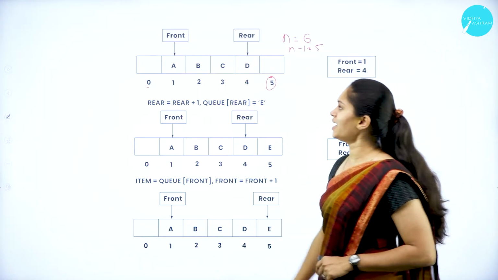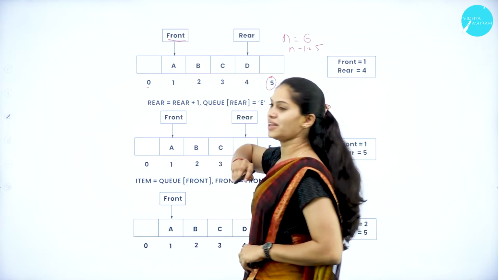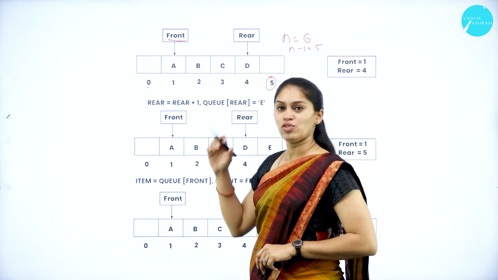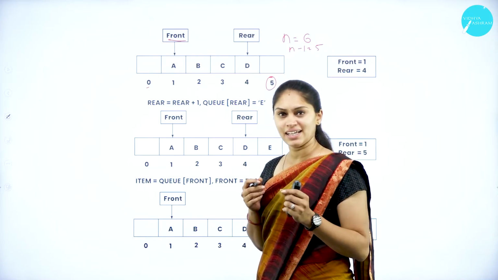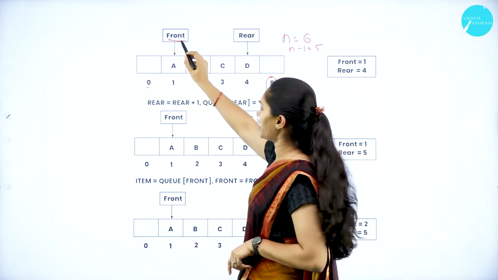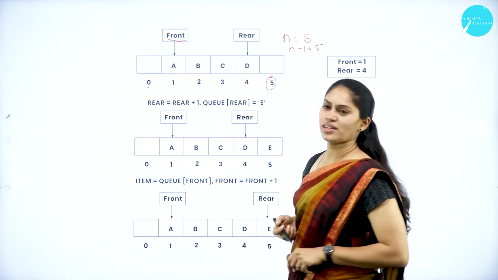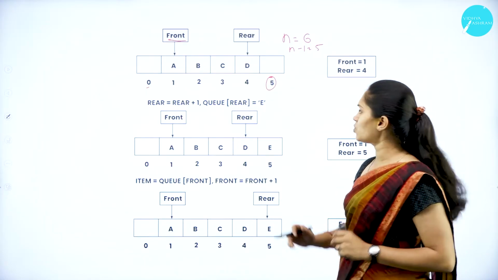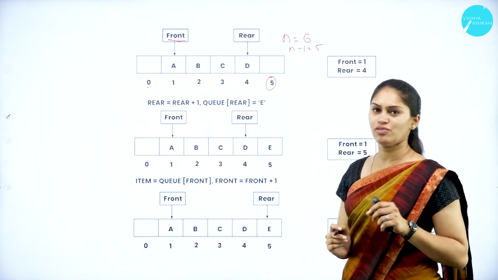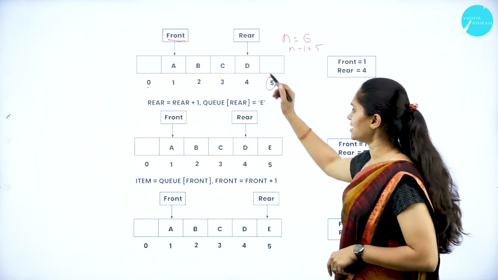So as we all know, the front pointer is going to indicate the location from where we are going to delete. Okay, the element which will be deleted from the queue will be indicated by this front pointer, and the rear pointer is going to indicate the recently added element. Here it is indicating position 4, that is, the element D we can say.